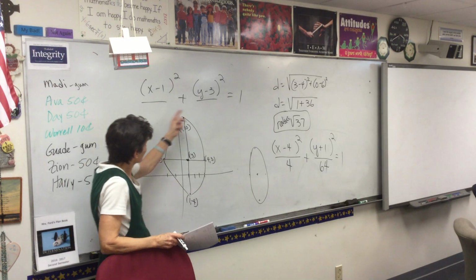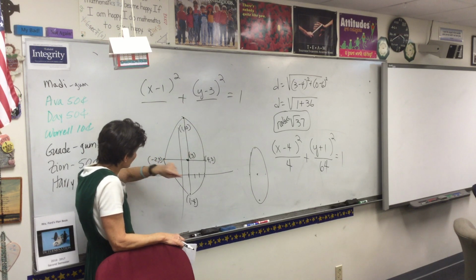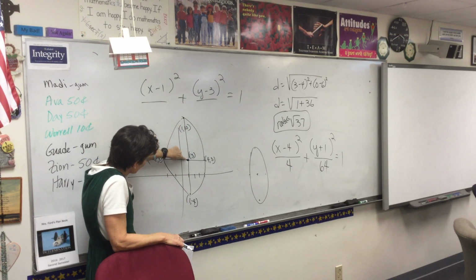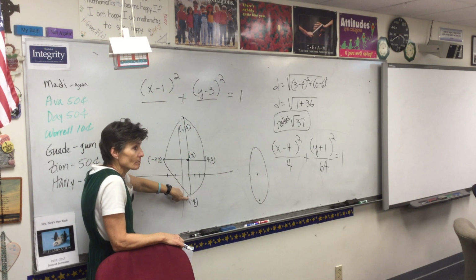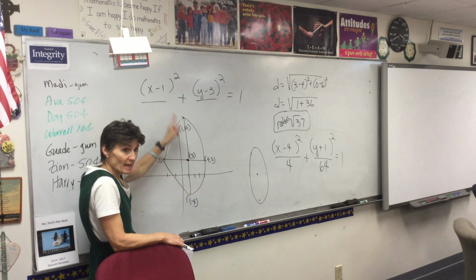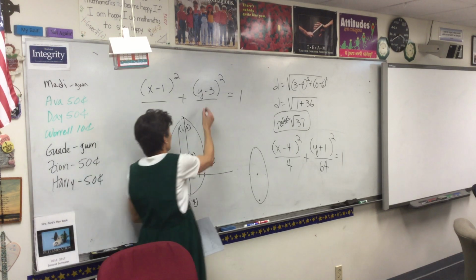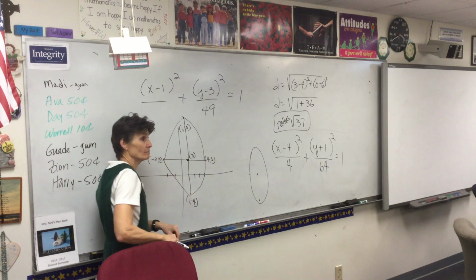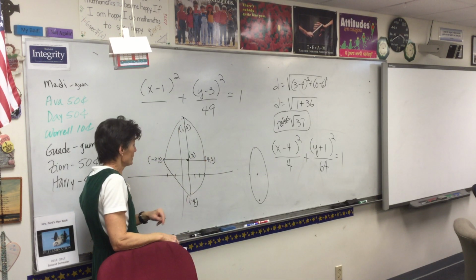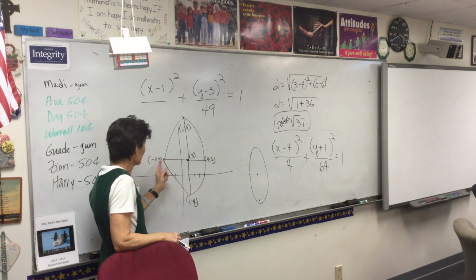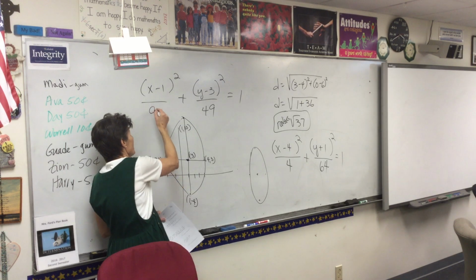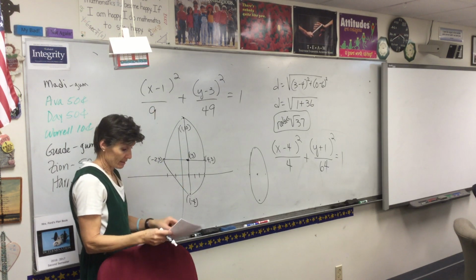Can I figure out the bottom numbers? I think so. How far up and down did I count? 7 up and down. So that's a 49 under y. Up and down. I went sideways 3. So that's a 9 under my x.